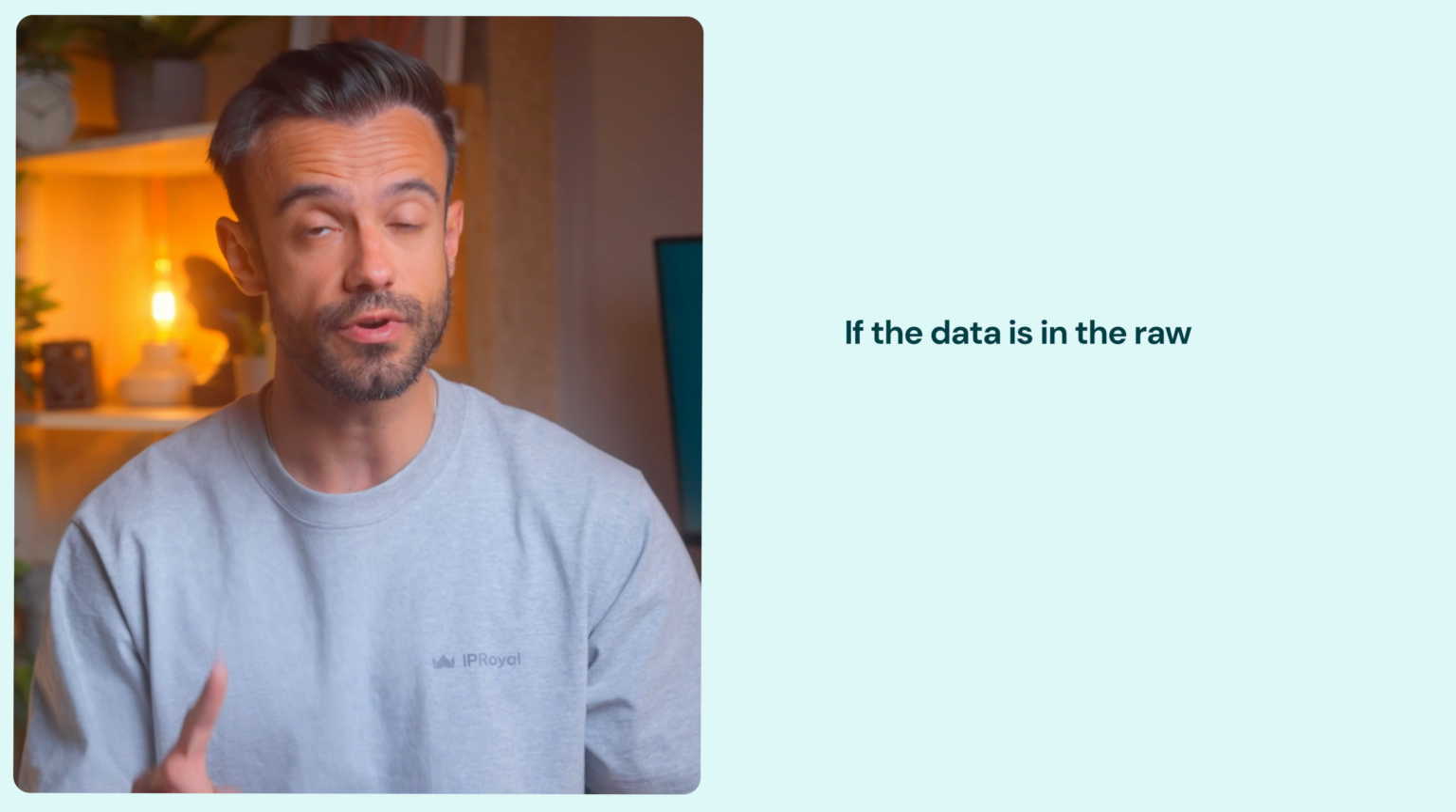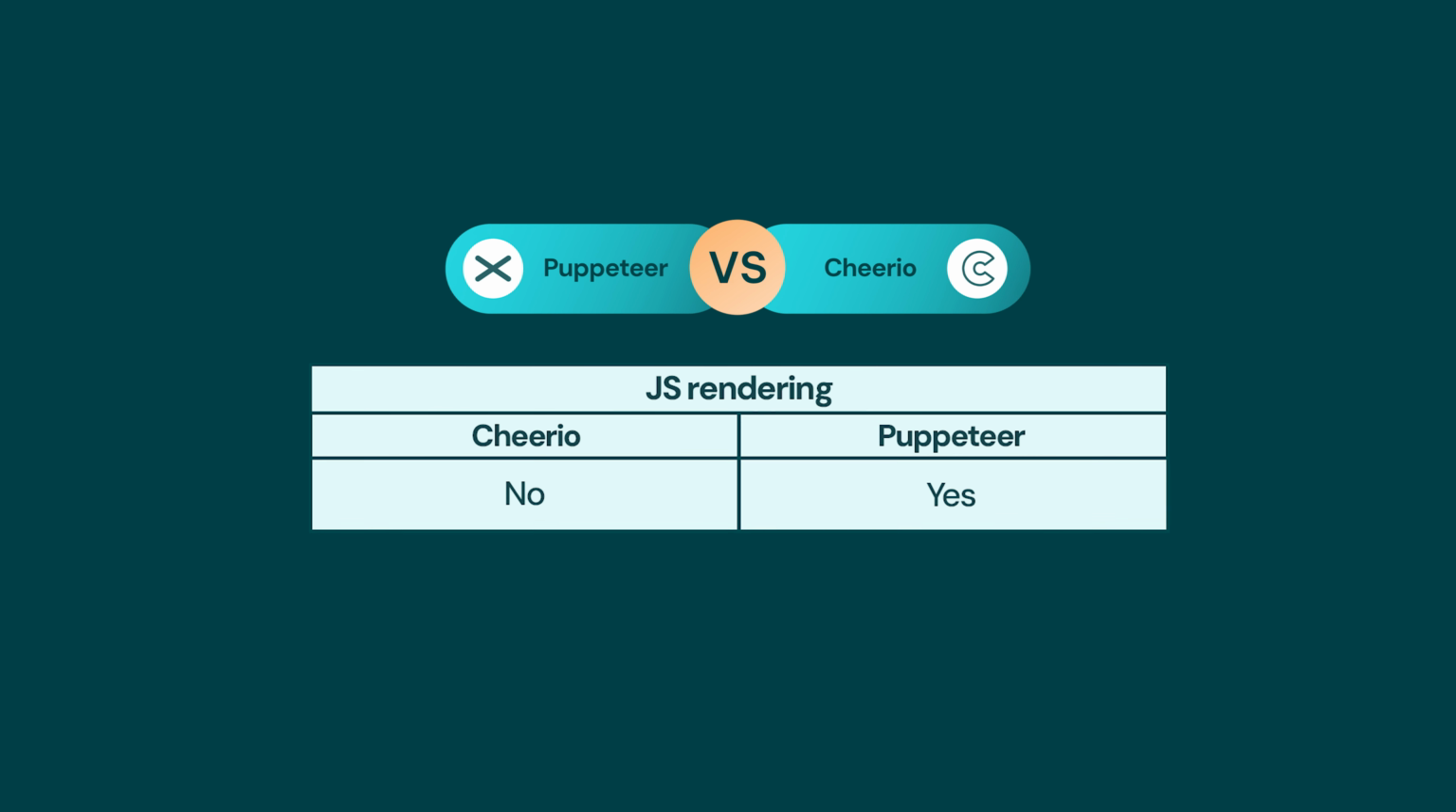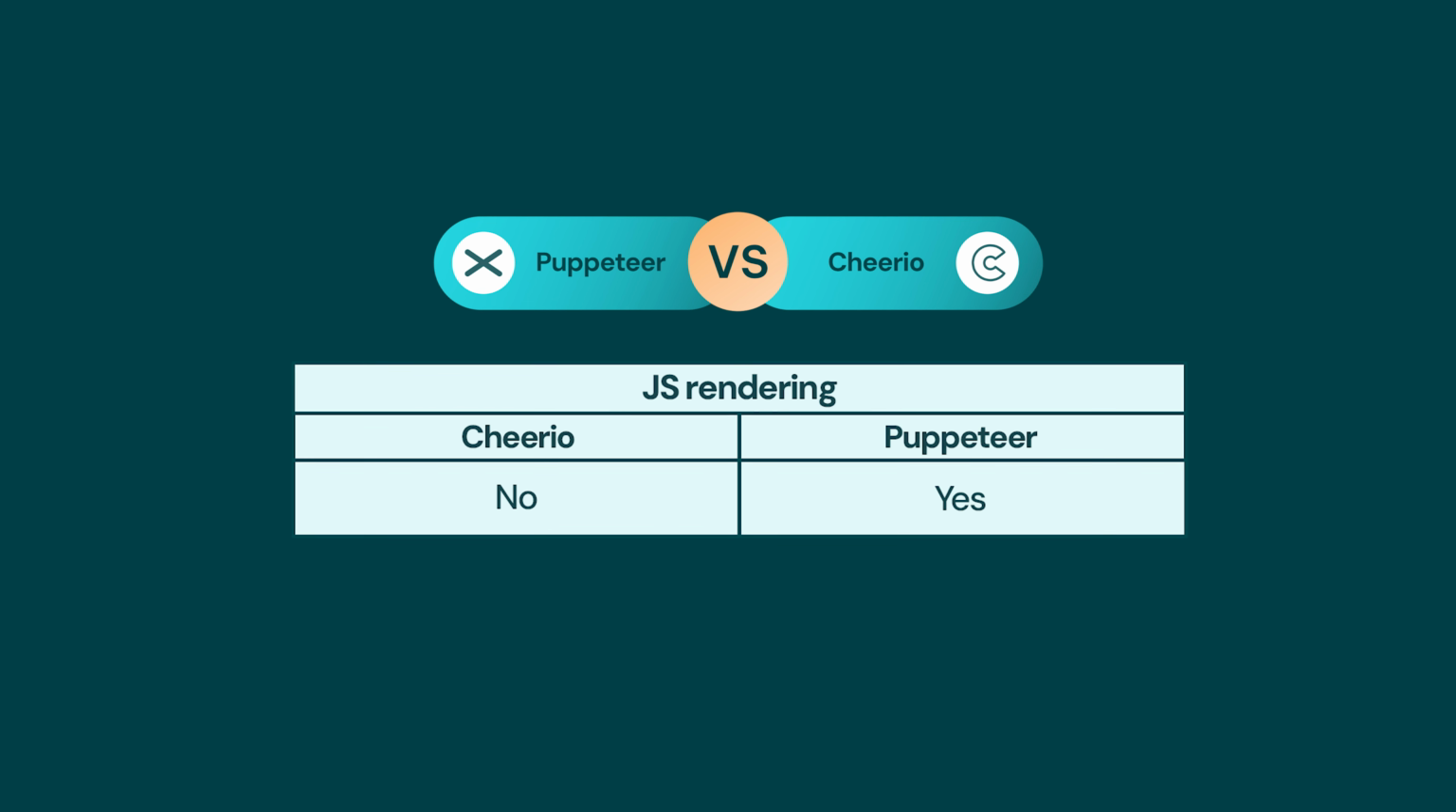Pages per second. Cheerio processes hundreds of pages per second. Puppeteer manages 2 to 5. At scale, that's the difference between one server and 20. JavaScript rendering. Unlike Puppeteer, Cheerio can't render JavaScript. If your data isn't in the raw HTML, it can't see it.